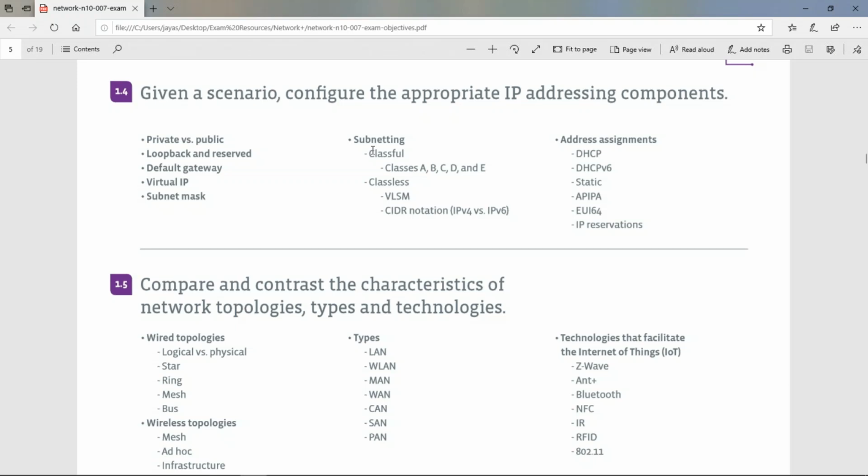And in some instances, they may ask you to pick the CIDR. They may say you need 60, you need 70 devices for the marketing department, right? Which slash are you going to pick?